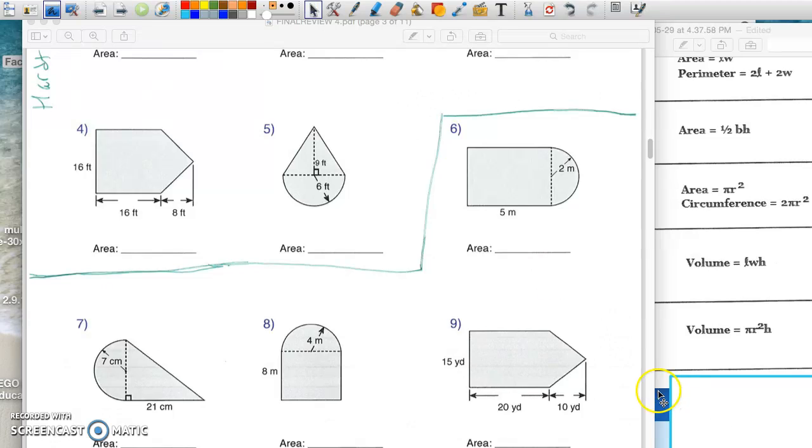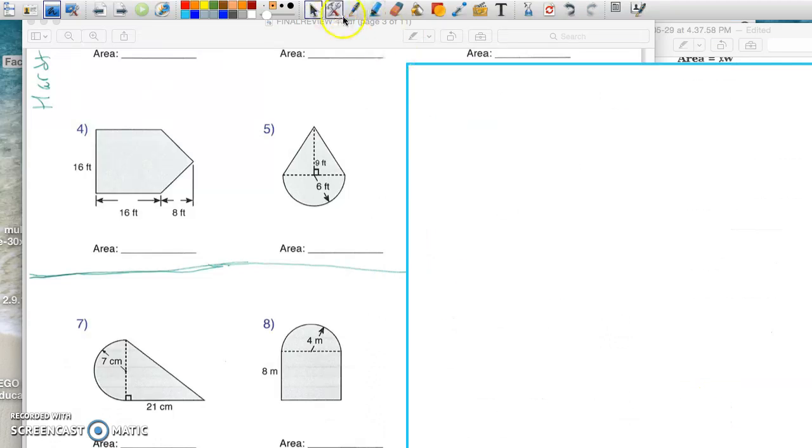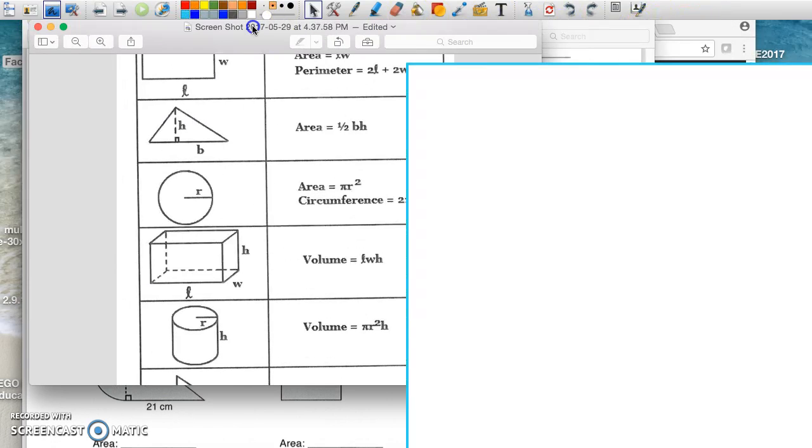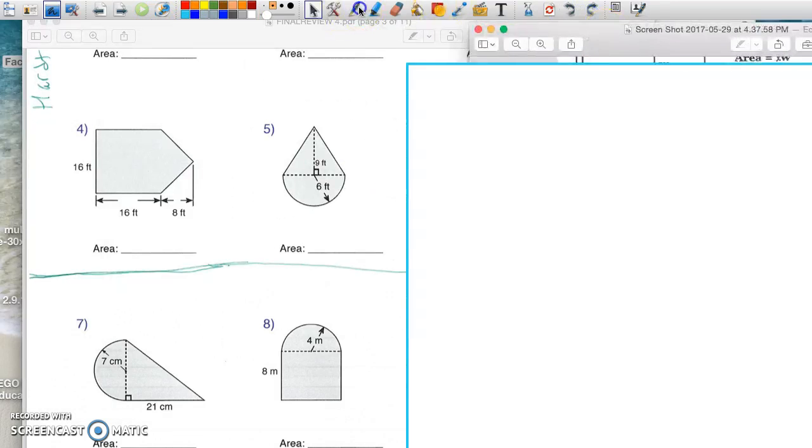So let me redo that one. Remember, the formula to get the area of the circle is pi times radius squared. How do I know that? Because I have this. Ta-da! You'll be provided this with the test as well, so you don't have to worry about trying to memorize these formulas, okay? Area is pi times radius squared.